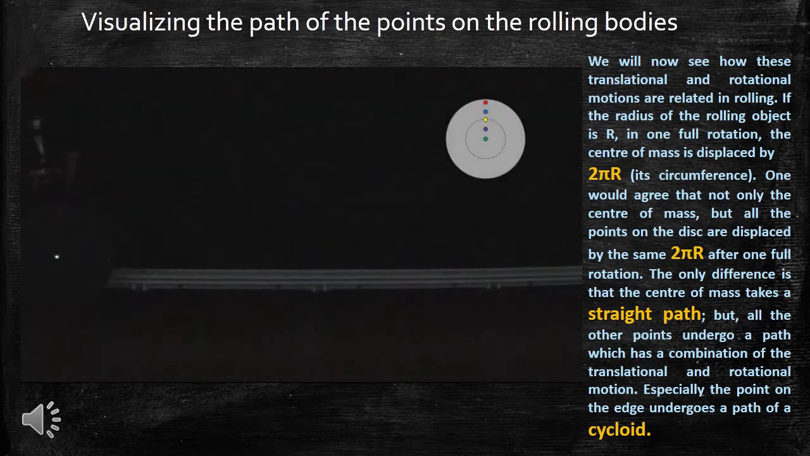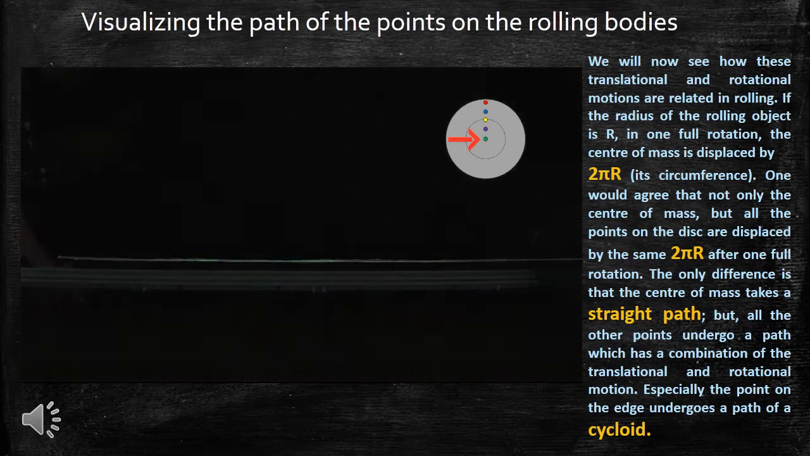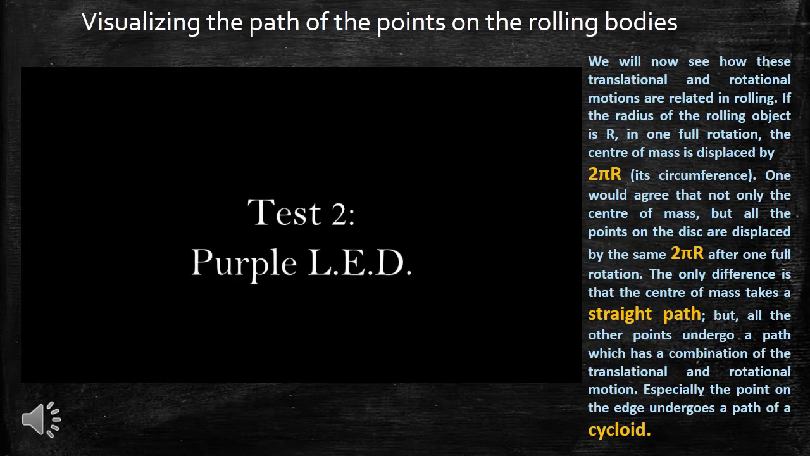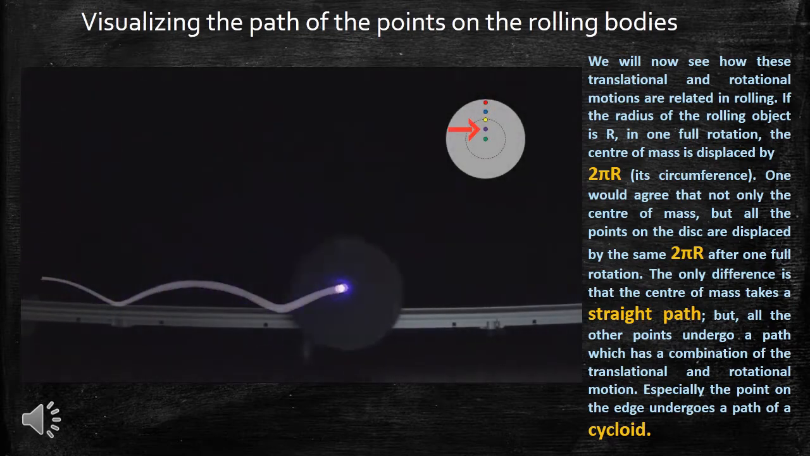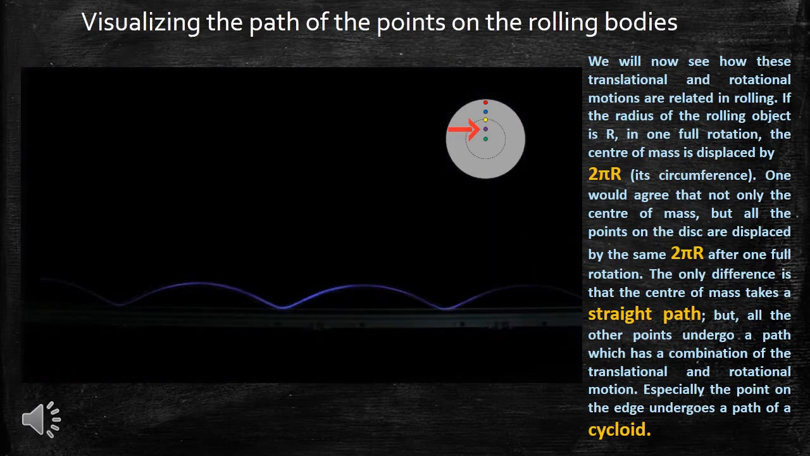Here we'll now see how these translational and rotational motions are related in rolling. If the radius of the rolling object is capital R, then in one full rotation the center of mass is displaced by 2 pi R distance. One would agree that not only the center of mass but all the points on the disk are displaced by the same 2 pi R after one full rotation.